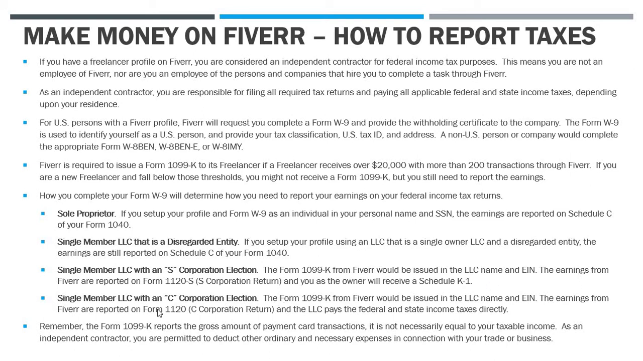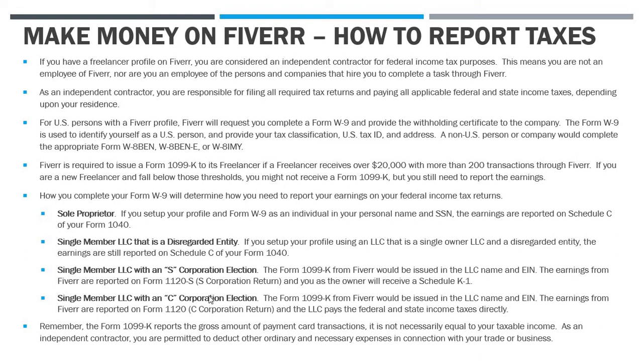Now, if you have a single member LLC and you make a C Corp election, you still have a separate filing obligation, right? The 1099-K, again, is still issued to the LLC name and EIN. The earnings are reported on a corporate tax return, a Form 1120, and then the LLC pays the taxes directly, right? Because when you have a C Corp, remember, C Corps pay taxes directly because they're not flow-through entities. And then any dividend distributions that go to you as an owner are dividend income to you and reported on Schedule B of your Form 1040, and you pay taxes there.